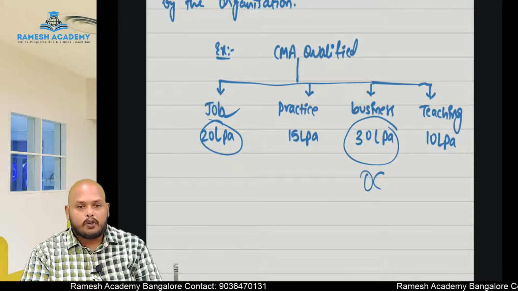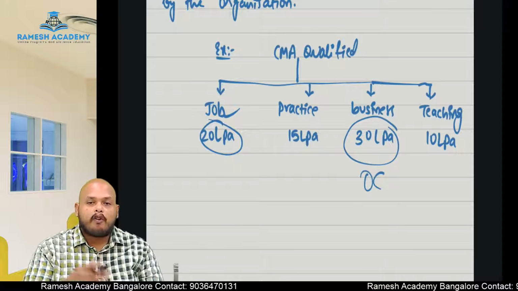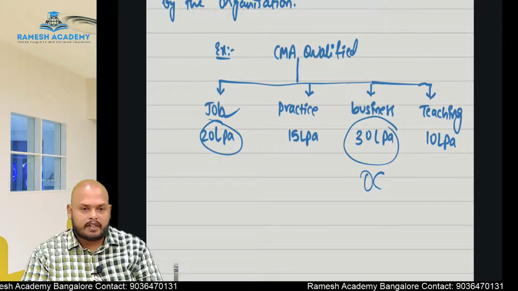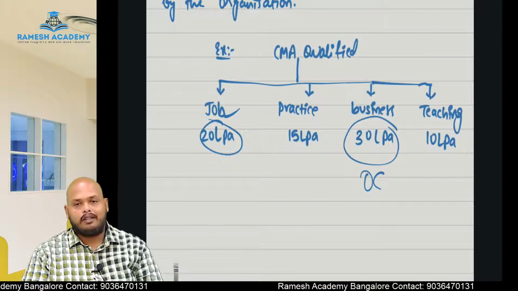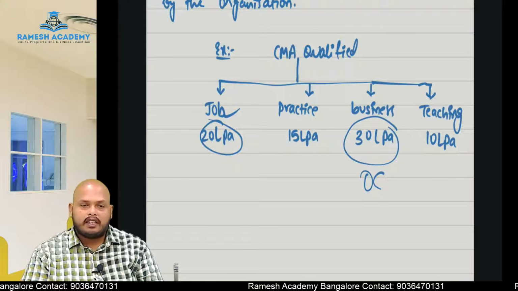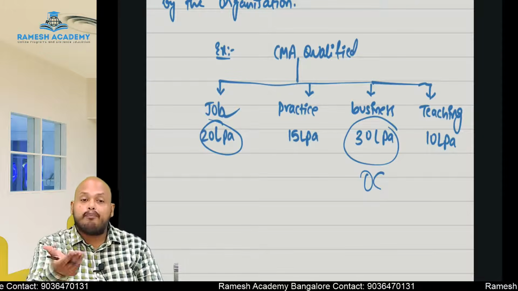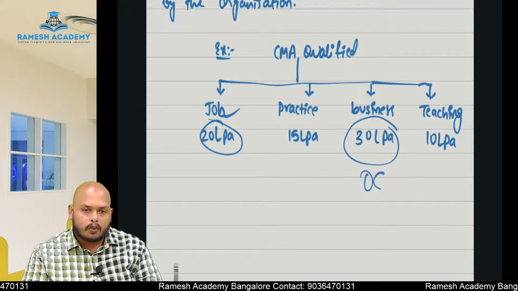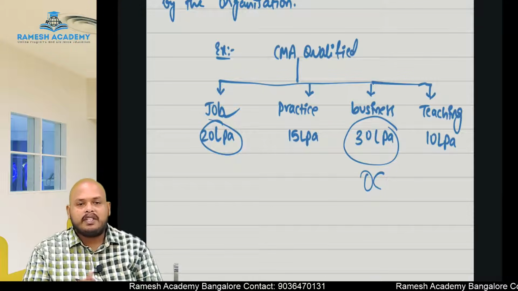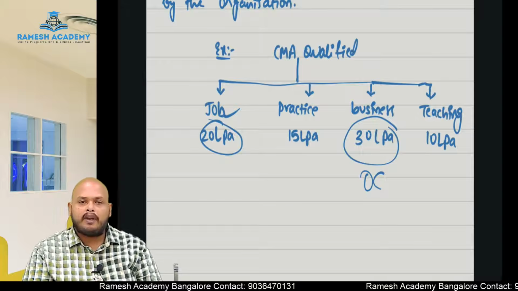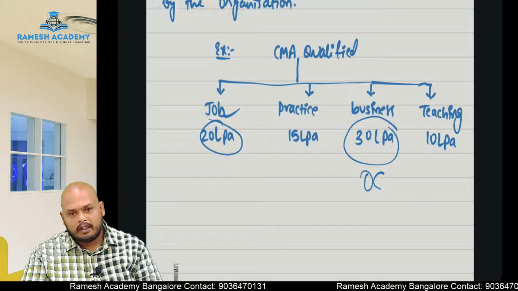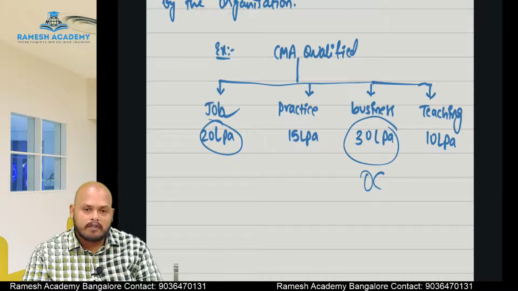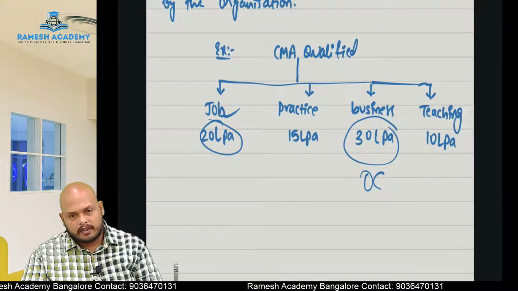With foundation level knowledge, you people will think that after job, the next best alternative is practice, and that practice is the opportunity cost. The answer is wrong. What is the opportunity cost? The next best alternative which you are sacrificing. If you are going for a job, you are getting 20 lakhs only. But if you are going for business, you are getting 30 lakhs. Obviously, compared to 20, 30 is the best opportunity. That is the reason opportunity cost means the next best alternative which we are sacrificing.